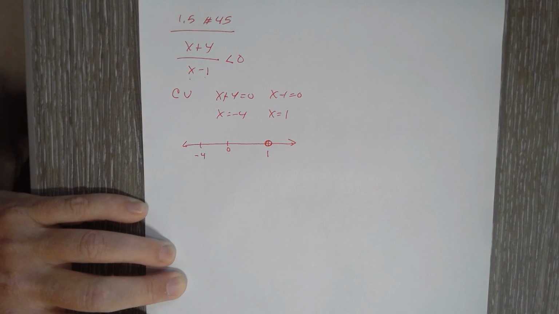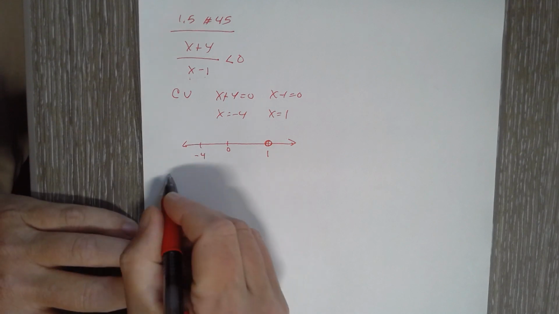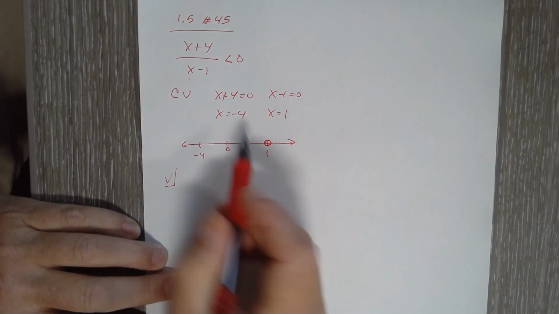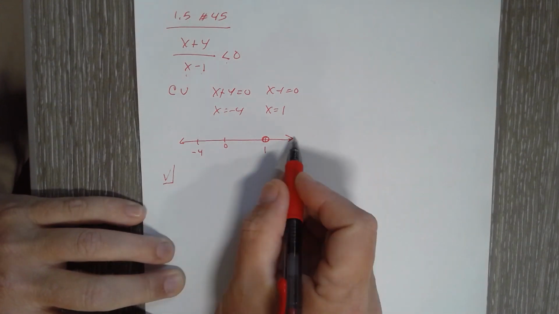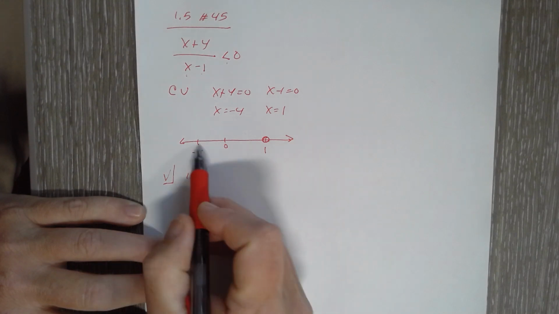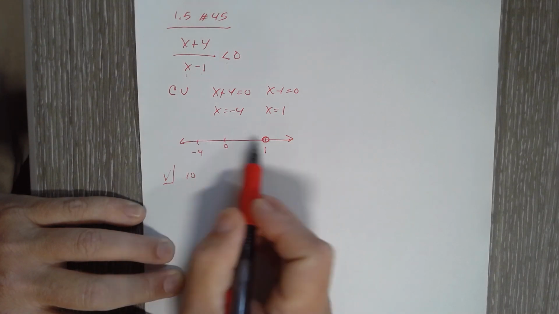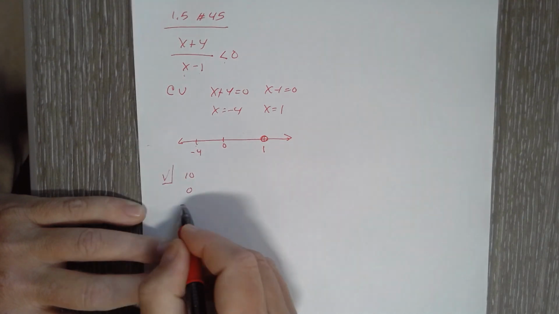What I do now is I check the values within these ranges. So I'm going to do my checkpoints. Now I want to find where it's less than 0. So I'm looking for negative values. So I'm going to check a number out in this side. I'll just check something like 10. I need to check a number in between the two values. So in between negative 4 and 1, we'll check 0. And something on the left side, I'll check negative 10.